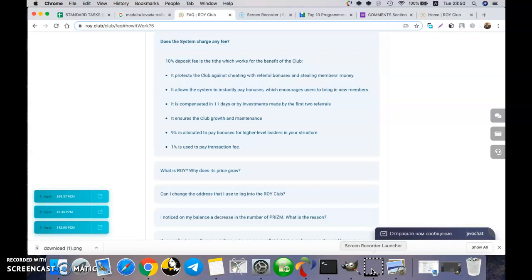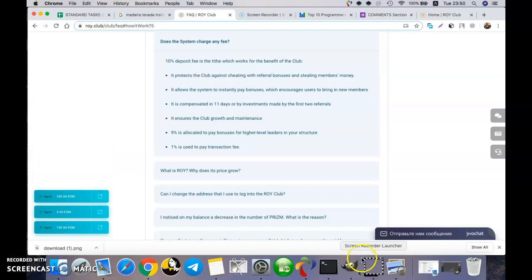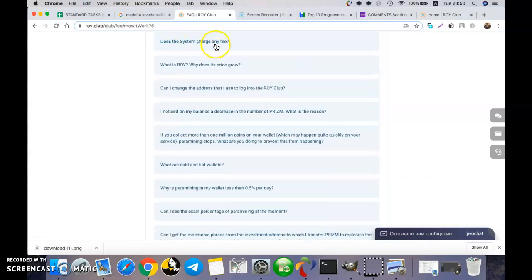And I think from this point, someone is able to clearly understand and say, hey, I think I get it now, how everything works. I love the fact that within Roy Club, some of these things are very transparent and straightforward, whereby you can read and find out more and really understand how the system works and what it is based on. So I thank you, guys. Today we looked at whether the system charges any fee, and we shall be covering more of these frequently asked questions, and we shall be getting well versed with the system.